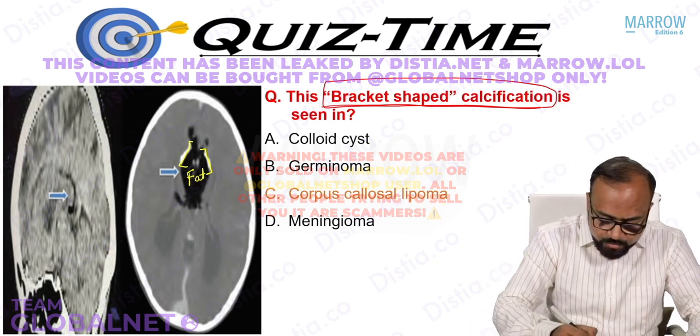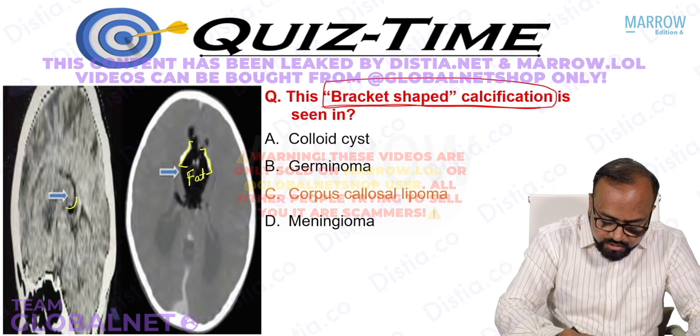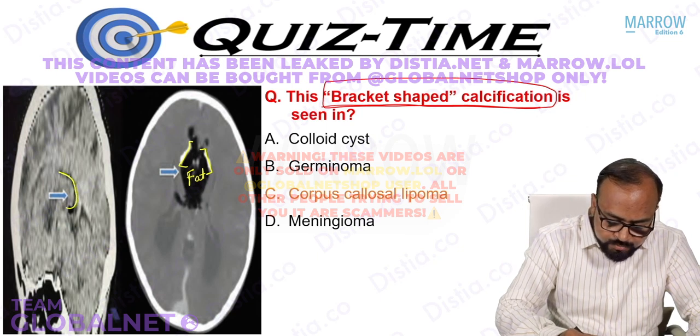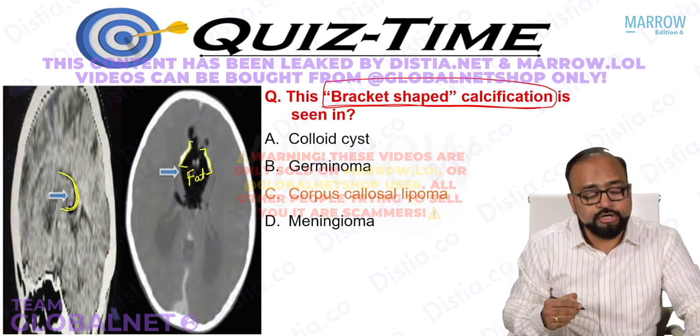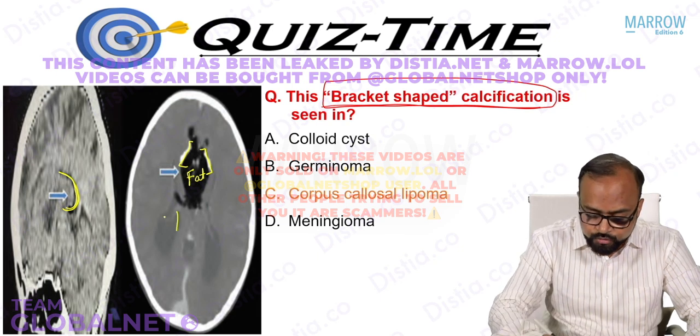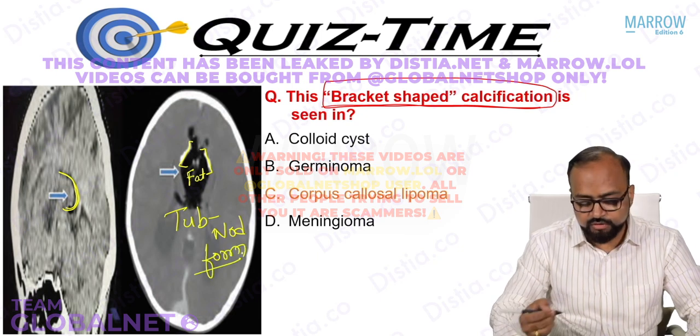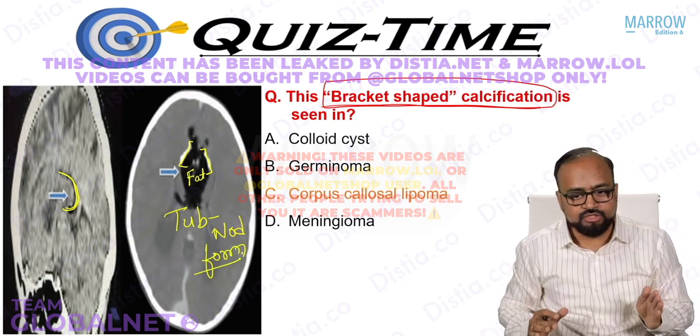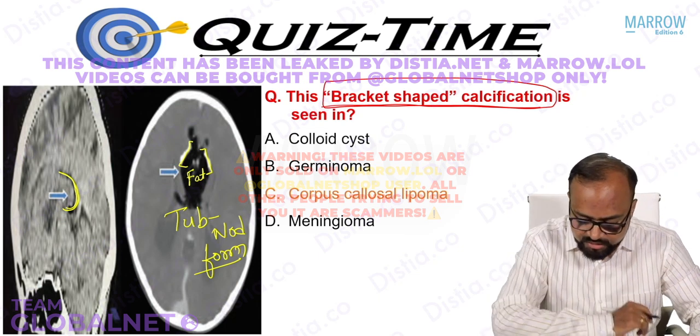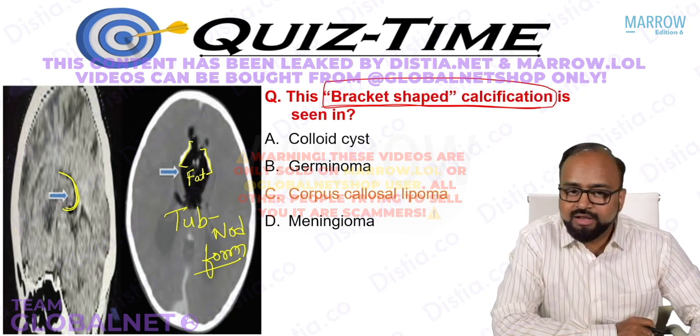The corpus callosal lipoma can occur in two forms. One can be a curvilinear form along the splenium of the corpus callosum, or it can be a tubulonodular form. So this is that tubulonodular form, right, in which there is a bracket-shaped calcification. So this is bracket-shaped calcification seen in corpus callosal lipoma.